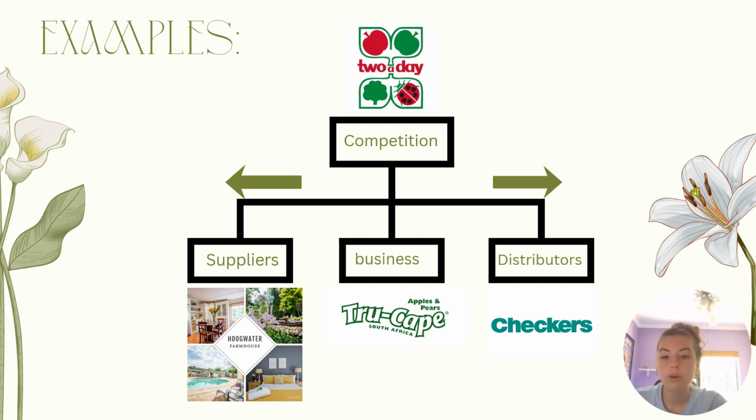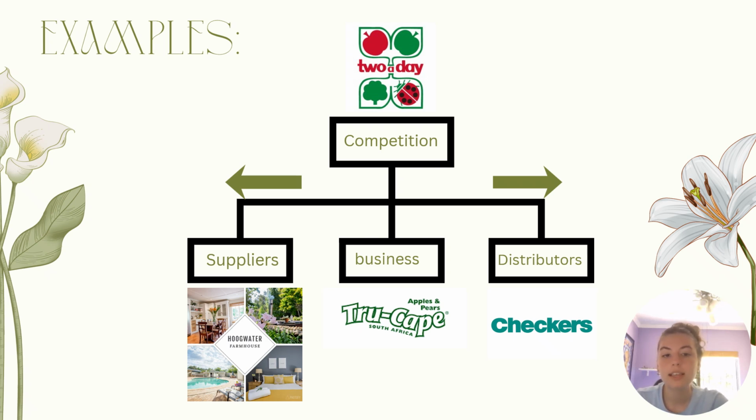Then if we go forward, we look at the forward arrow and we see distributors. Distributors of True Cape include Checkers, as in this example, but there's also ShopRite, Pick n Pay, Woolworths, etc. So if we had to do forward integration, then True Cape would combine with Checkers and maybe open its own True Cape store in which it sells primarily True Cape related products.